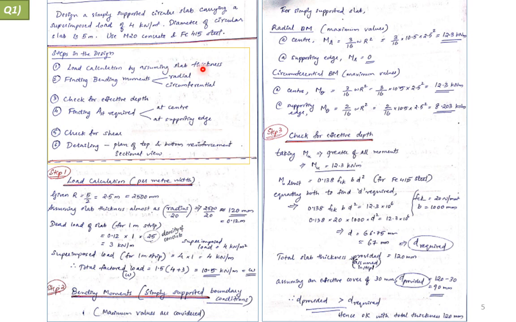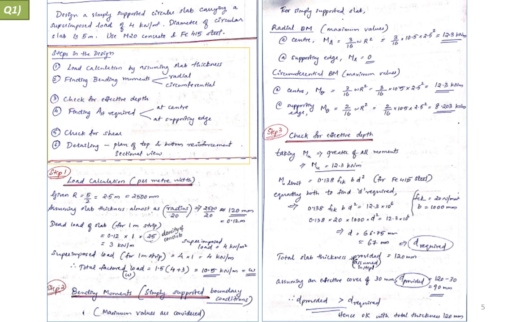The design is to find out the dimensions, the quantity of reinforcement to be given, and also how it is laid, which comes to the detailing part. So we have to assume a slab thickness to start with. Then we will find out the load, and based on that load, the bending moments, radial and circumferential, based on the support conditions given. Here we have to use the general expressions or the maximum values of the bending moments. Then we will check the effective depth.